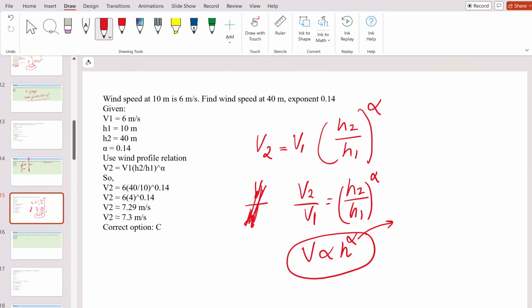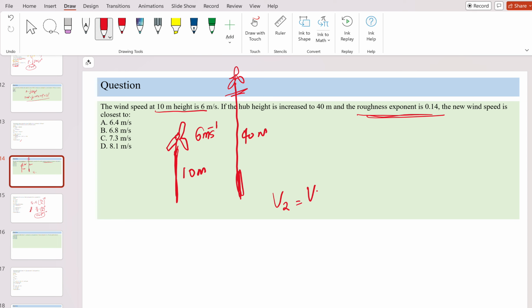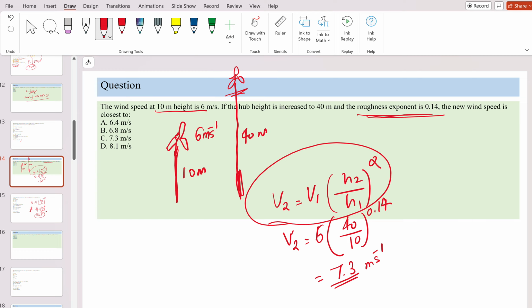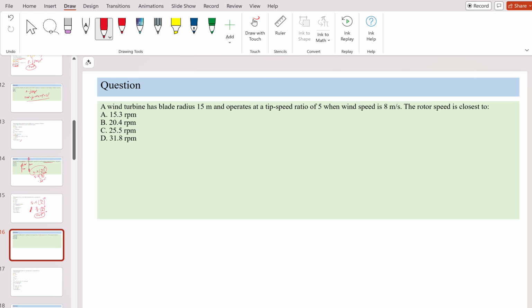So when you put in the values, v2 is equal to v1 times (h2 by h1) power alpha. What is v2? v1 is already given, that is 6. h2 is given as 40 divided by 10, power 0.14. When you solve it, it will come out to be option C, 7.3 meter per second. You just remember the formula: velocity is proportional to the height with the exponent, which is basically the roughness exponent. Try to solve this.